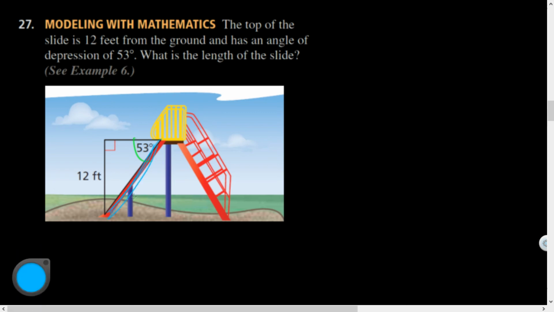Slide sounds like hypotenuse to me. 12 looks like the opposite from that angle's perspective. So what trig ratio will compare those two things? Sine, because opposite to hypotenuse. So I'll say sine of 53 degrees is equal to 12 over h. Let's reciprocate both sides. So 1 over sine of 53 is equal to h over 12.